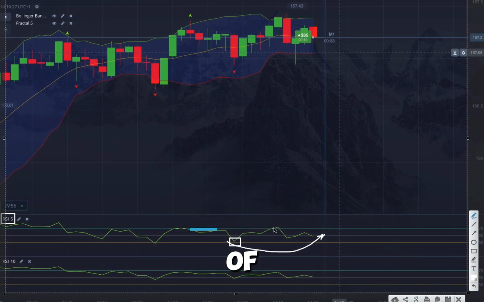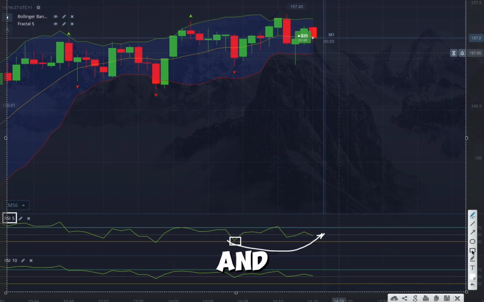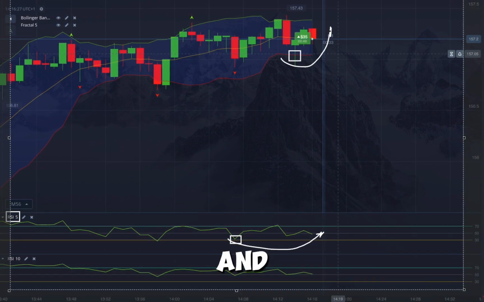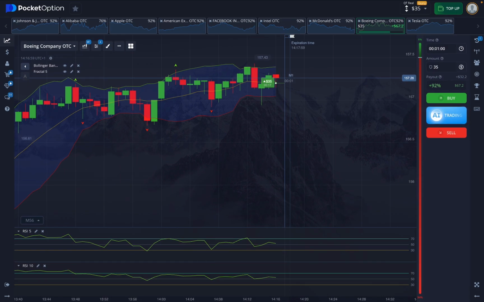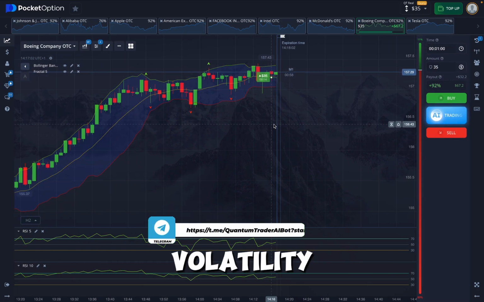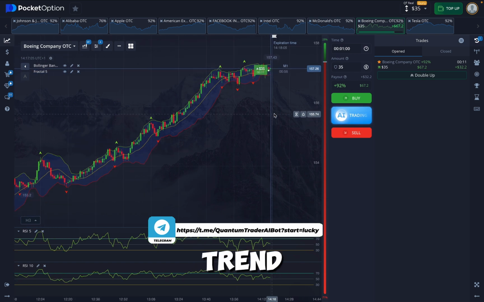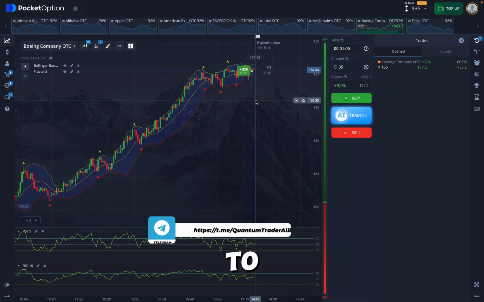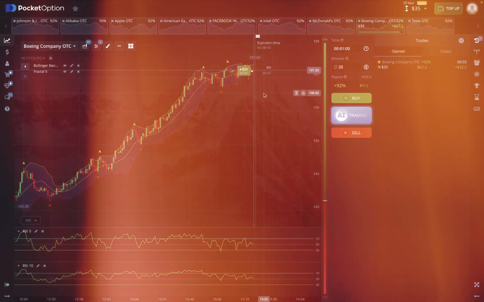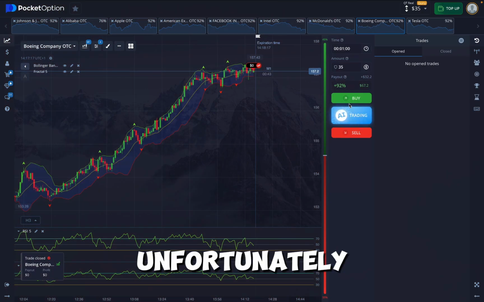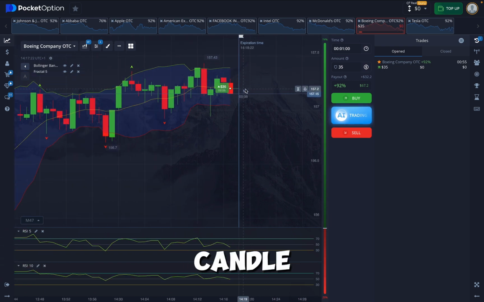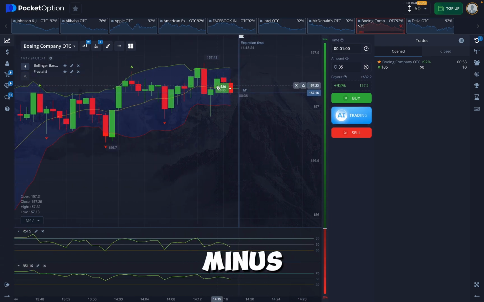Here there was a touch of the lower band of the indicator, and so here I decided to analyze the oversold area to open a position on the upside. Moreover, we have rather weak volatility here because most likely the trend has almost reached its maximum, but anyway, it is safest to open a position on the upside. And unfortunately, in the last seconds, you saw a small impulse on this candle and the position closed in minus.